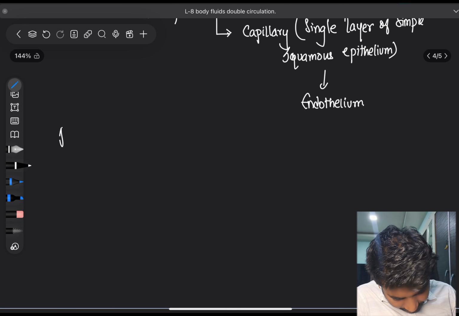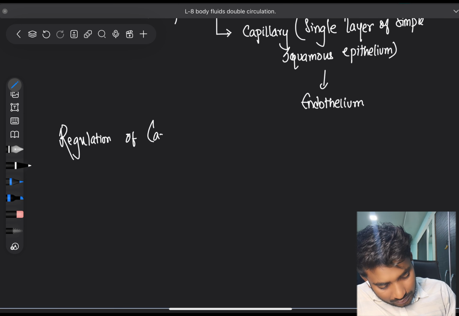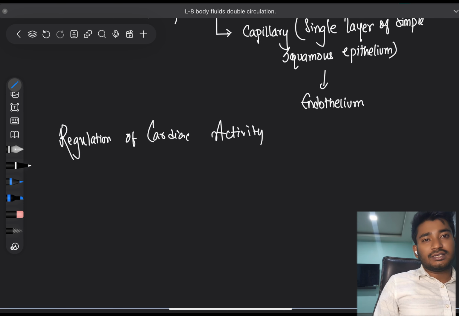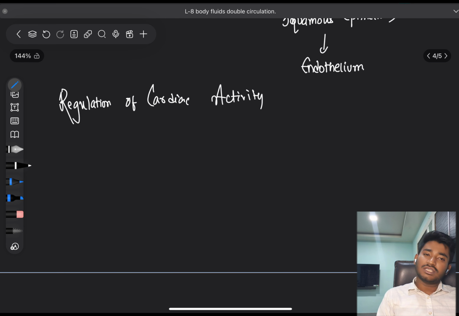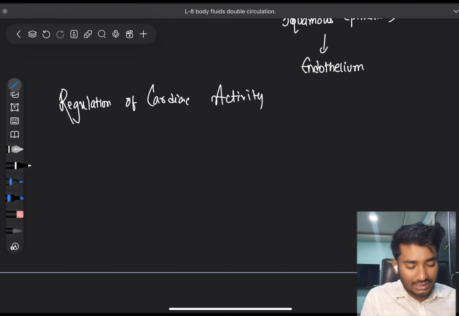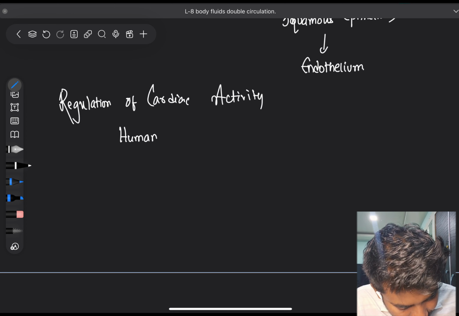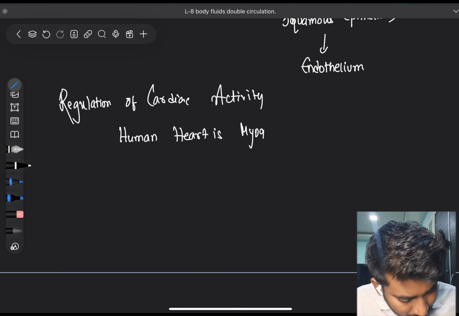Now, regulation of the cardiac activity. That is what will be covered today, and in tomorrow's lecture I will discuss the different cardiac diseases. Questions come from the disease chapters and portions, because you are going to attempt medical exams. Regulation of the cardiac activity: human heart is myogenic.